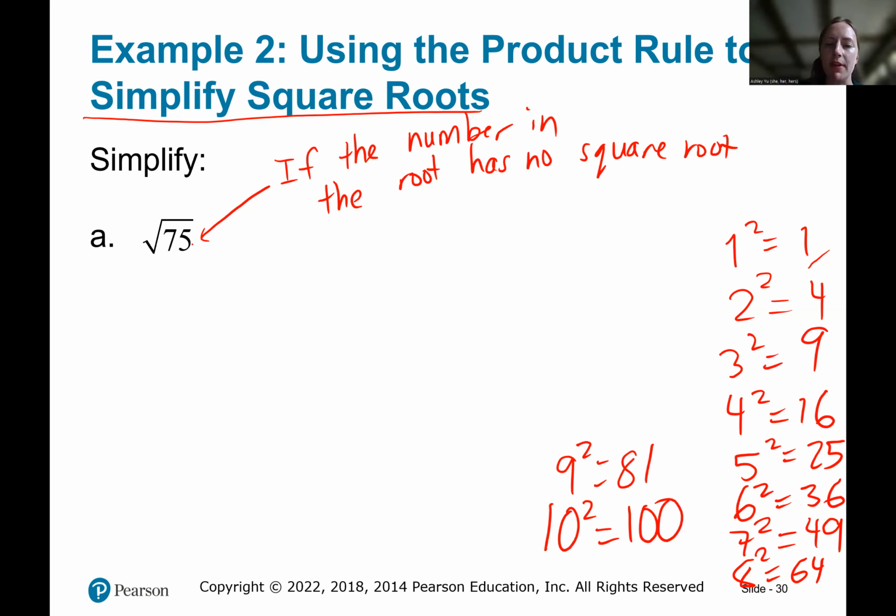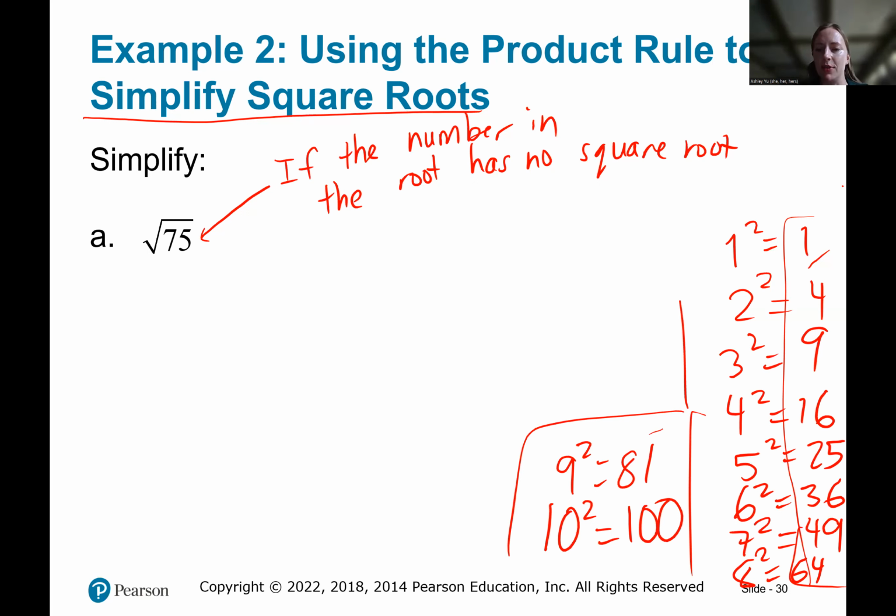I think if 75 had a square root, we would have seen it somewhere in here. These are all the whole number square roots. And then, yeah, if 75 had a square root, it would be somewhere between 8 squared and 9 squared, because 64 is 8 squared and 81 is 9 squared. So this guy doesn't have a square root outright, not a whole number anyway. So if that's true, then we do what we can and try to simplify it.